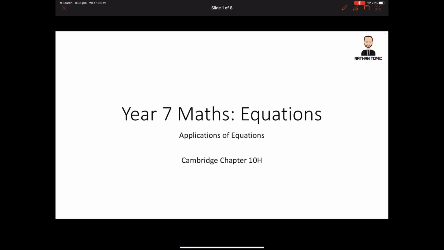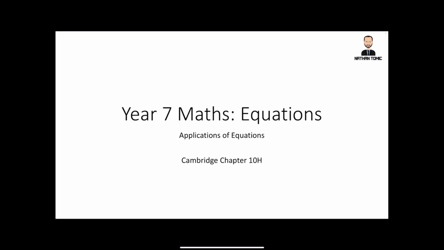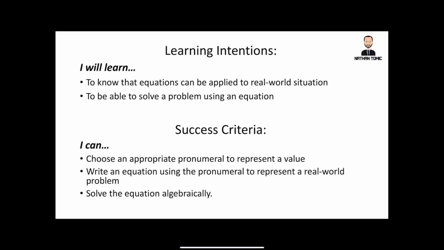For this video, we're going to look at how we can solve equations using the algebraic method. We're going to need to understand that equations can be applied to real-world situations, and we're going to be able to solve a problem using an equation. And to know that we can do that, we're going to look at being able to choose an appropriate pronumeral to represent a value for the equation. We're going to then be able to write the equation using the pronumeral to represent that real world problem, and then of course solve the equation algebraically.